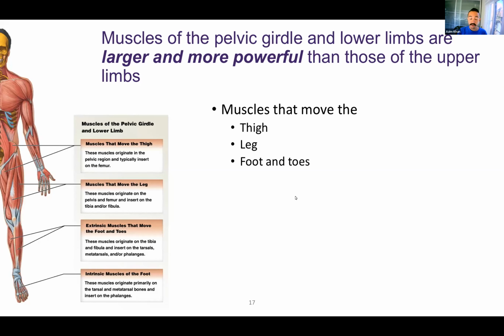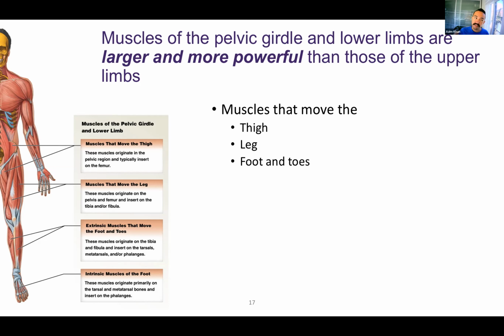Hey everyone, we are in chapter 12, axial muscles, appendicular muscles, chapter 12, slide 17. This is the third video in our series for this chapter. We're going over muscles of the pelvic girdle and the legs. We've already gone over the pectoral girdle and the arms.